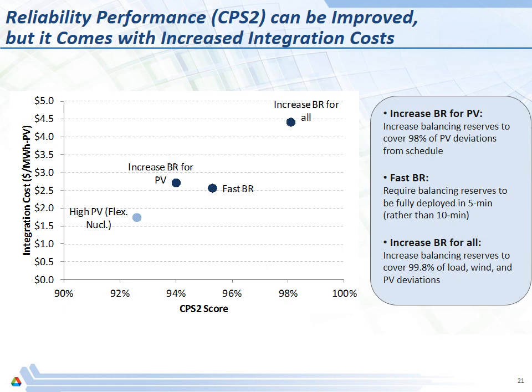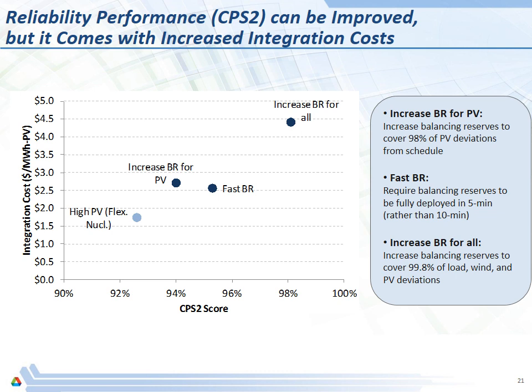So here we have some of those options. What I just presented in that previous table was the high PV case with flexible nuclear, what our integration cost was, and then what our balancing performance was as measured by that CPS2 score. We had a slightly lower performance than we'd want, that we saw with the load and wind case, still exceeding that minimum 90% threshold though.